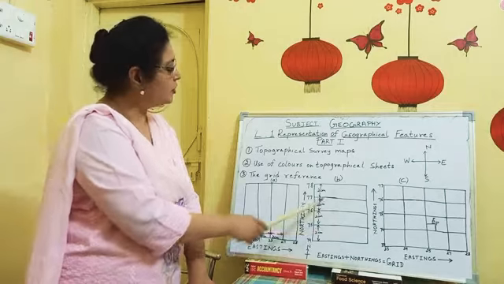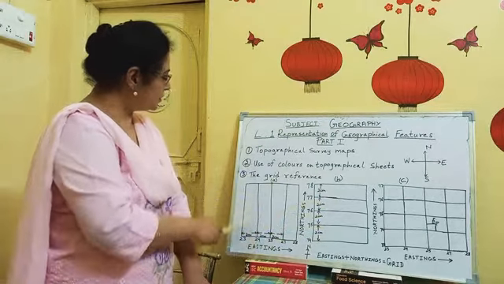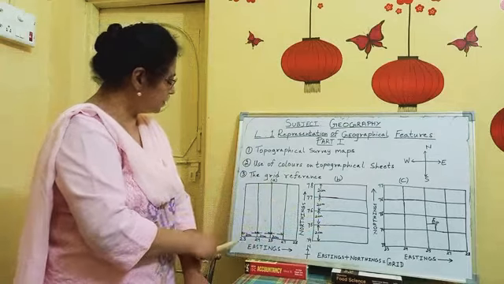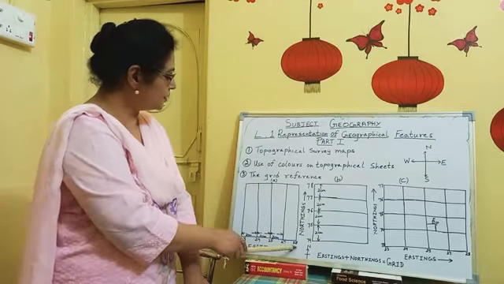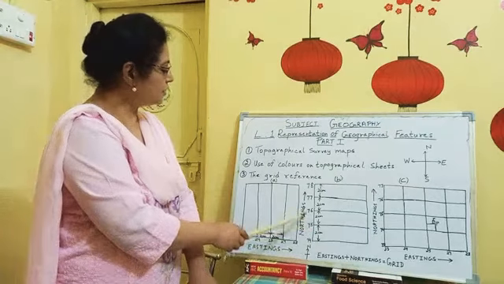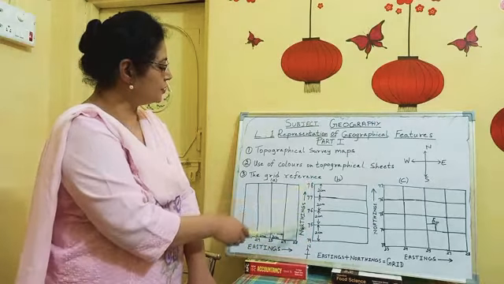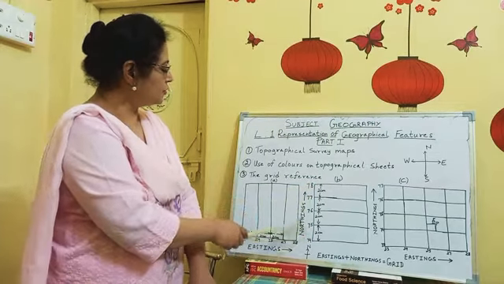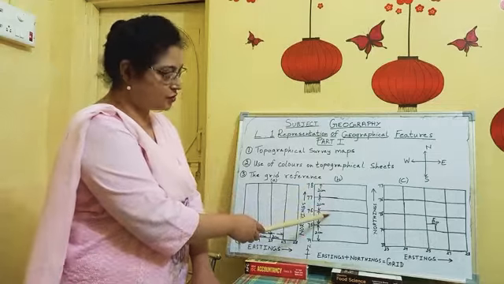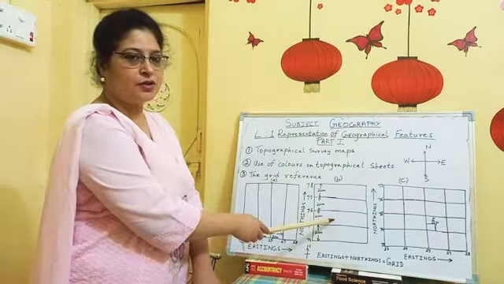And these are horizontal lines. The eastings are vertical lines. They begin from the west and move towards the east, so they are known as eastings. And the northings begin from the south and go towards the north, so they are known as northings. These are showing vertical and these are showing horizontal lines.